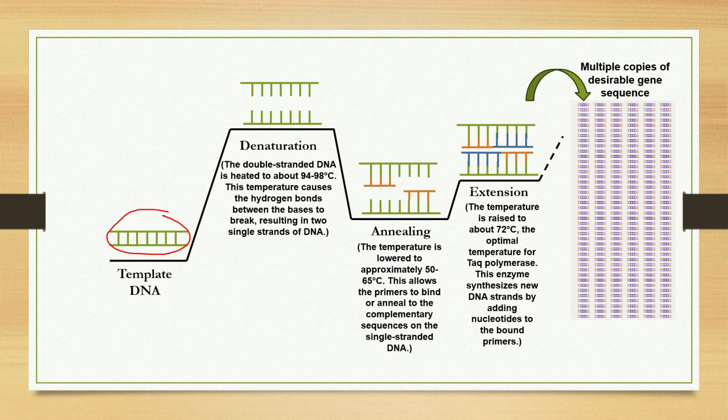Okay. After that, the DNA polymerase will use these primers and synthesize a new DNA strand against this template DNA strand by adding nucleotides to the 3' end of the primers. So this is how the polymerase chain reaction takes place. This whole cycle will be repeated multiple times, and it will ultimately provide us with multiple copies of the desirable gene sequences.